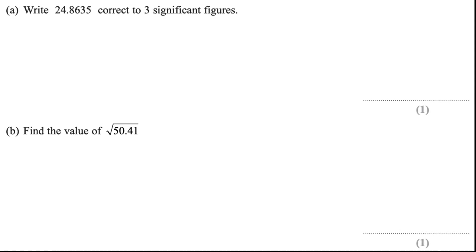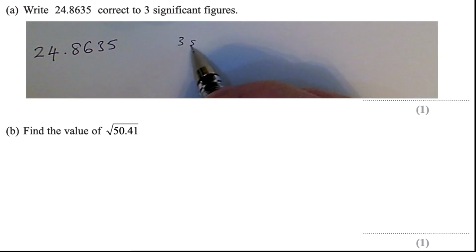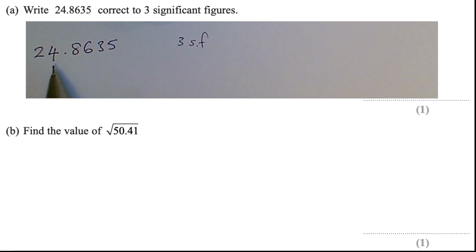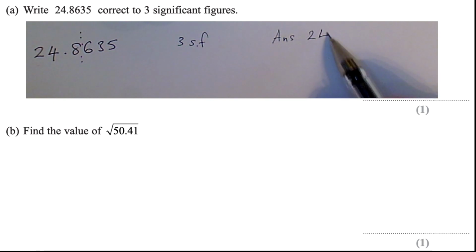So the first part of this question is asking us about significant figures. Significant figures are any numbers, all numbers, except for a leading 0. And this number starts with a 2, so we can just count off 3 numbers and draw a little dashed line, 24.8. Now the 6 after that dashed line matters, it's going to push the 8 up to a 9. So this should be 24.9 for 3 significant figures.